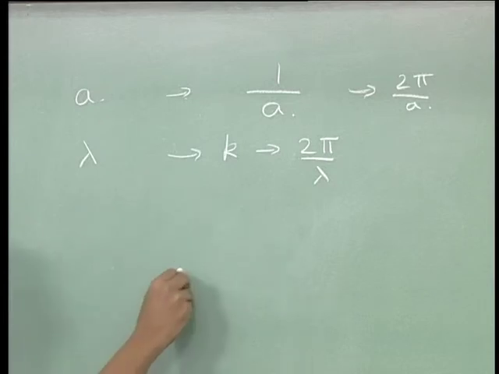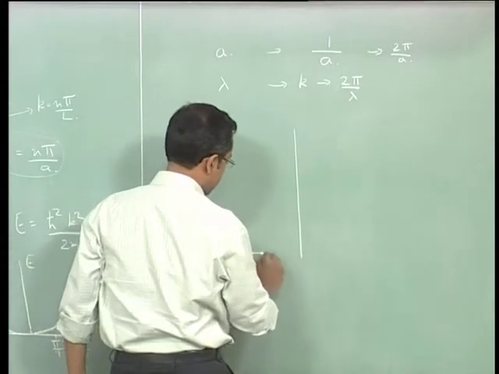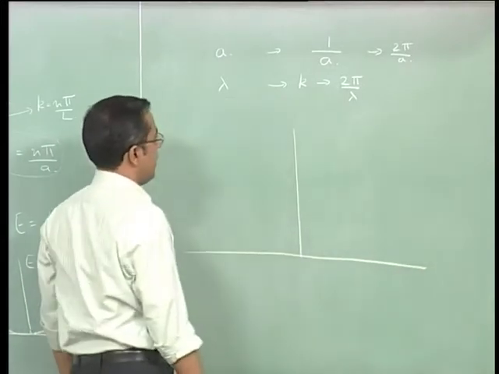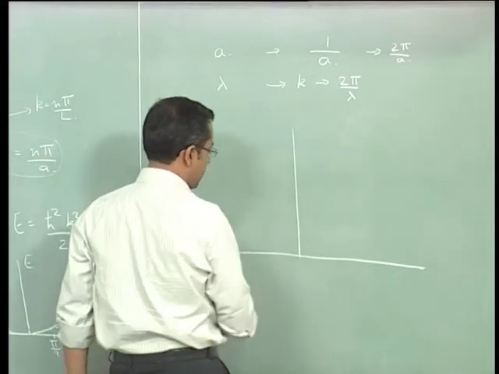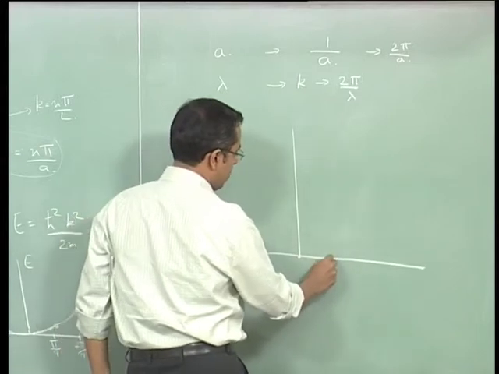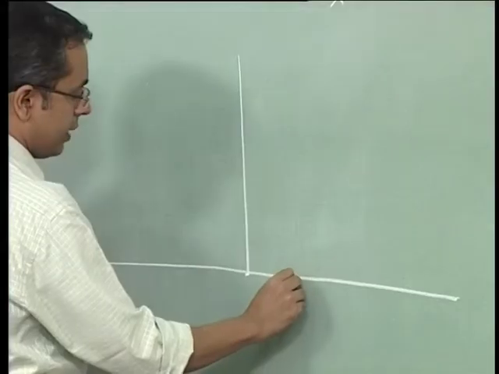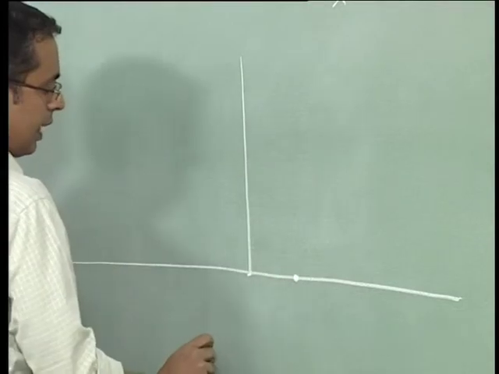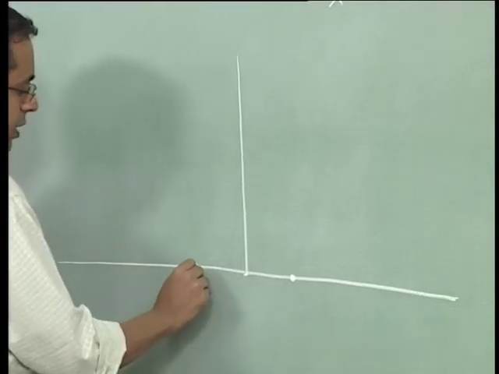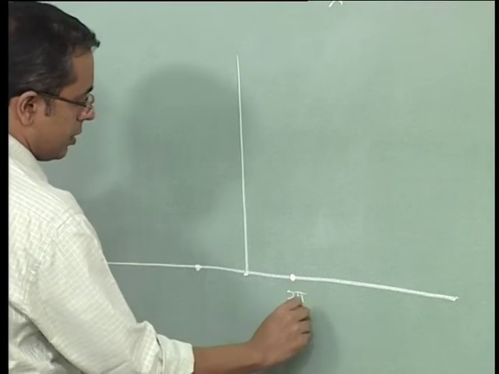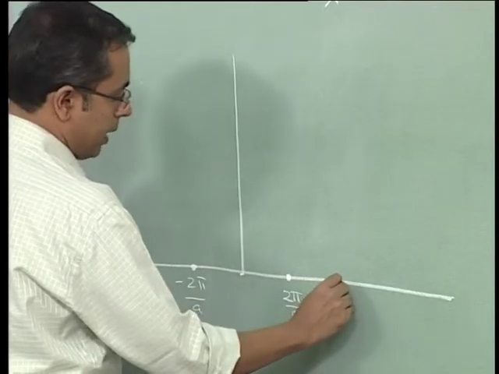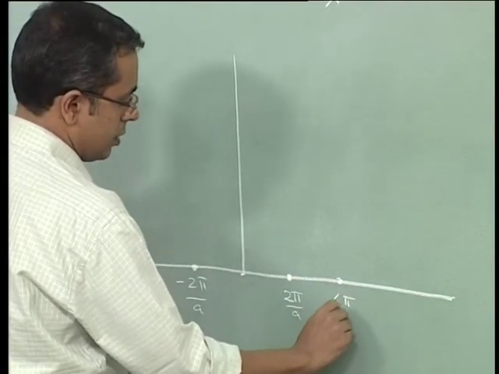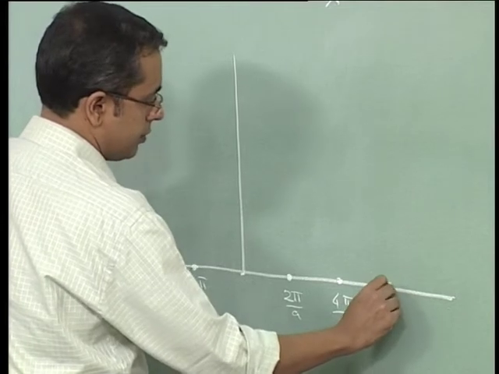So if you keep that in mind, now we will draw the diagram. We have some origin here, and we have the distance marked around here. So we can say that we will have 2 pi by A as the reciprocal lattice vector, 2 pi by A, minus 2 pi by A, then we will have 4 pi by A, 6 pi by A, and so on.